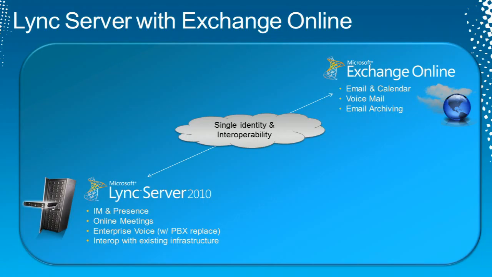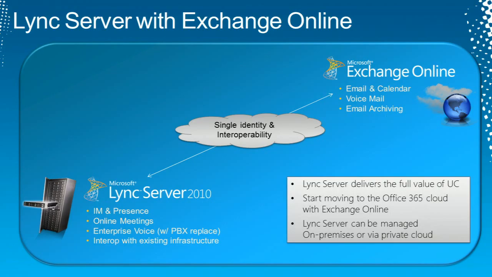Basically, it works through the edge server of Lync without the need for any additional infrastructure, gateways, SBCs. Nothing is needed to make this work. And we think this is for customers who want to get the full value of UC. Lync server delivers all of the value, especially enterprise voice, which is not going to be available in the cloud. And it works with Exchange Online, so the move to the cloud can really start with Exchange Online, and these things work together very well.